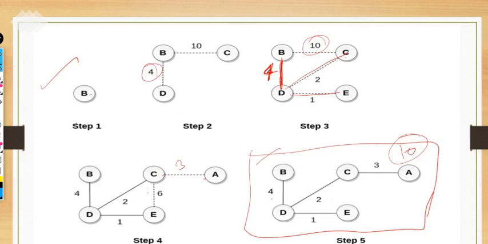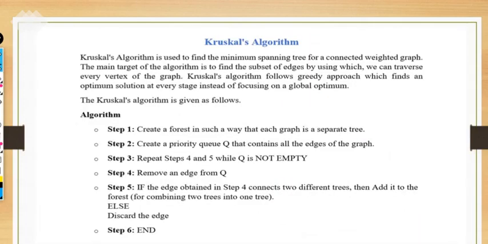Okay. So now we are moving on to Kruskal's algorithm. What is the main theme of Kruskal's algorithm? It's absolutely the same as Prim's. It is also used to find the minimum spanning tree for a connected weighted graph. But the main target here is to find the subset of edges by using which we can traverse every vertex of the graph, right? So the same thing we will use here.